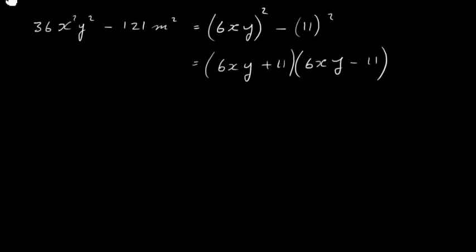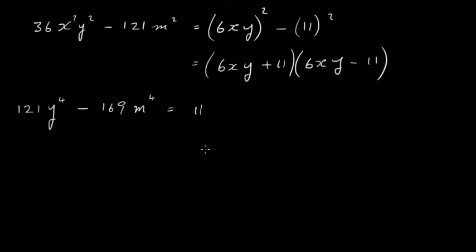Okay, so we'll do one last one. Let's take 121y to the power of 4 minus, let's say, 169, and we'll take m to the power of 4 as well. Now, in this case, it may not again look like the difference of two squares, but you know that 11 squared will give you 121, 13 squared will give you 169. But what about the y to the power of 4 and the m to the power of 4? Well, let's look at that.